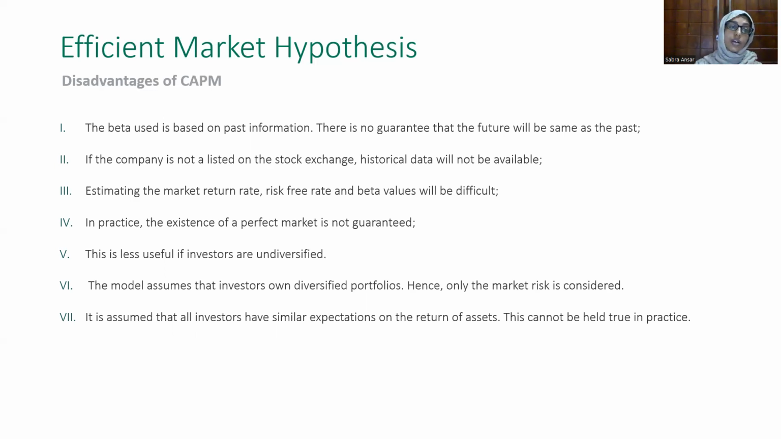Another disadvantage is that it is less useful if the investors are undiversified. And in practice, the existence of a perfect market is not guaranteed. We can't say that we are living in a perfect market. Obviously, there will be variation. Therefore, it's a disadvantage for calculating the CAPM, because a perfect market is one of the assumptions used in CAPM.